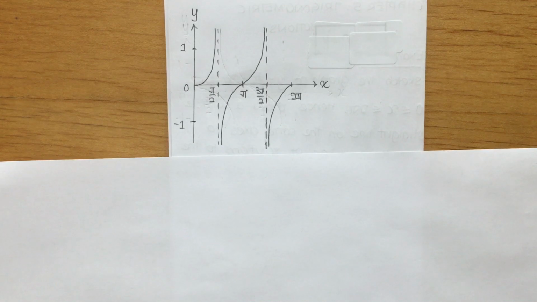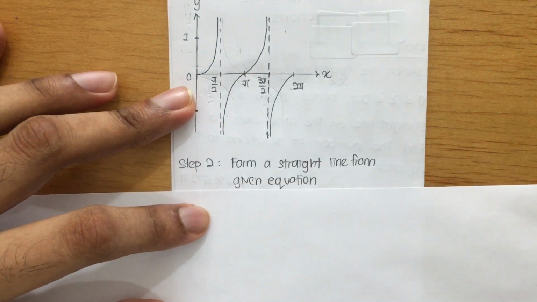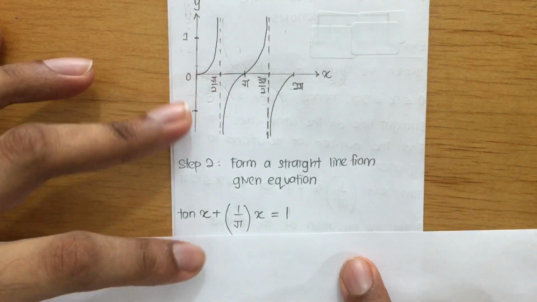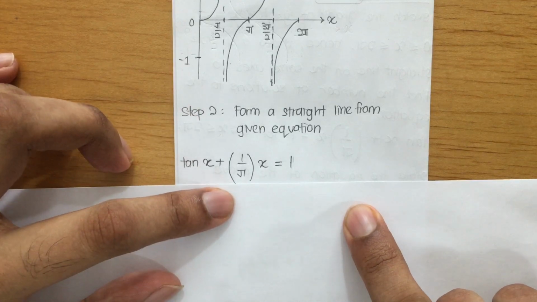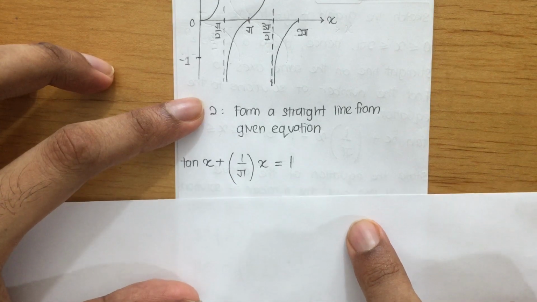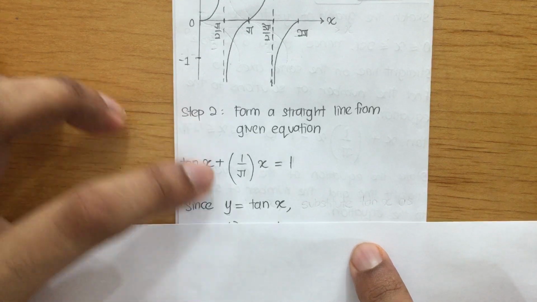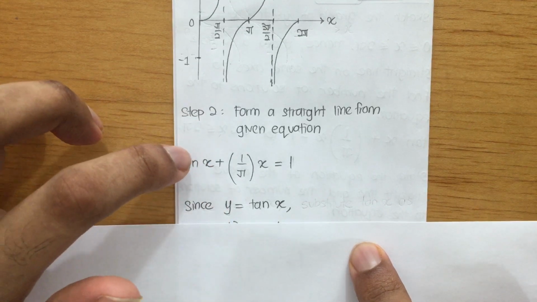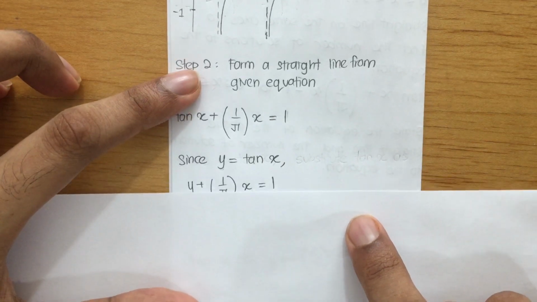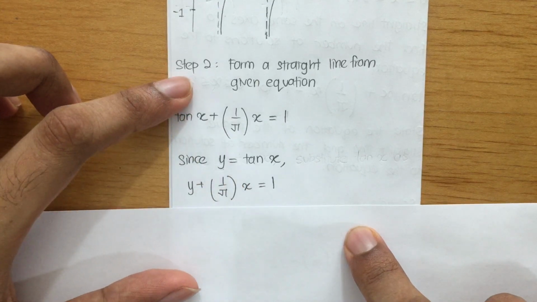So what we can do for the next step is form a straight line equation from the given equation. In the question they've already given us the equation tangent x plus 1 over pi x equals 1. Since we have already formed y equals tangent x, we are going to substitute this expression in terms of y into the given equation. Proceed to the next step. So y plus 1 over pi x equals 1.